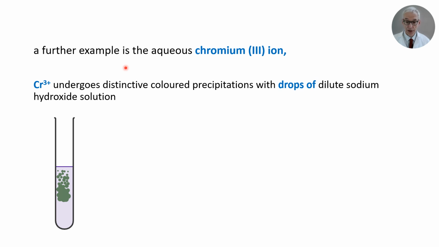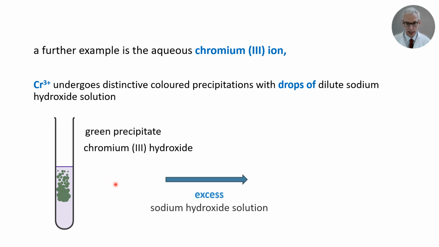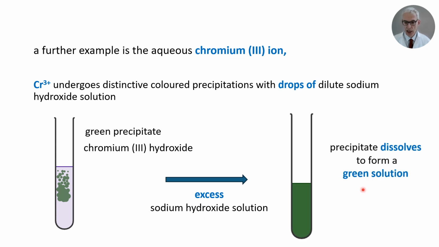A further example is the aqueous chromium 3 ion, Cr3+. So with drops of dilute sodium hydroxide, we get a green precipitate, of course, of chromium 3 hydroxide. In excess sodium hydroxide, so we add an excess, the precipitate dissolves to form a green solution.